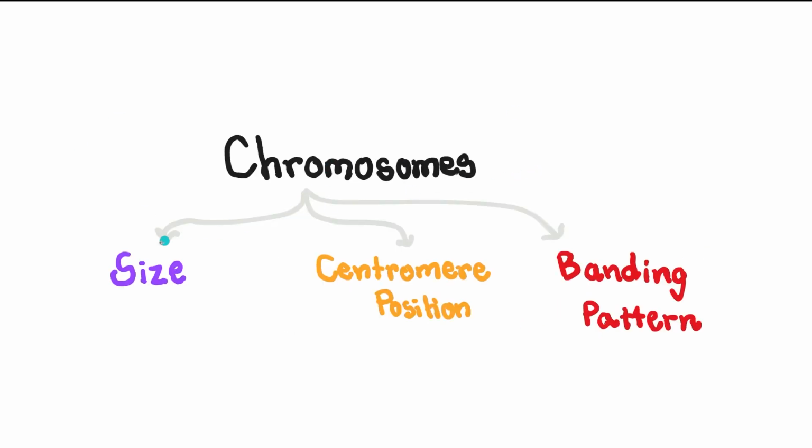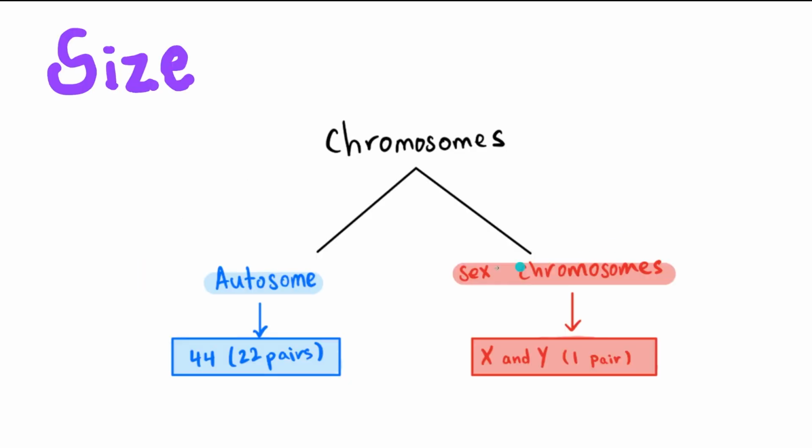Chromosomes. We have three ways in which we classify chromosomes. We classify them based on size, based on centromere position, and then based on banding pattern. Size of the chromosome. So here we have our chromosomes. We split them into autosomes and sex chromosomes. Autosomes, we have 44, or 22 pairs. Sex chromosomes, we just have X and Y, which is just one pair.